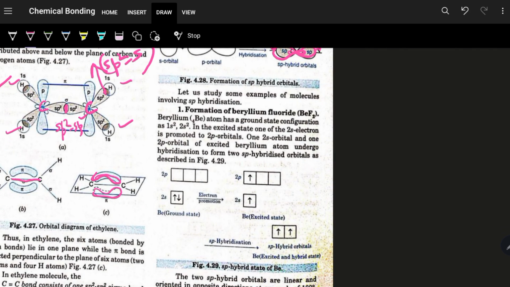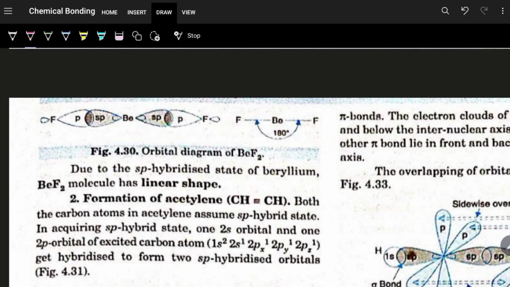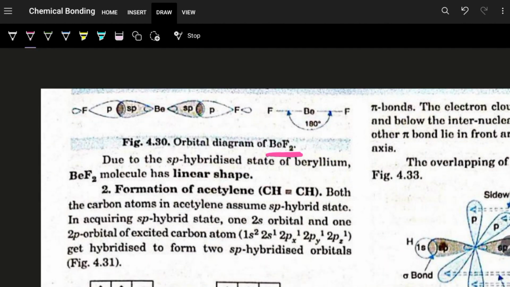Now this example is beryllium difluoride. Beryllium has the ground state electronic configuration 2s2 in the valence shell. There is a promotion of one electron to 2p, and there are two fluorine atoms which give one electron each. So this comes from fluorine. And here is the orbital diagram. Let us always focus on the orbital diagram. This is BeF2.